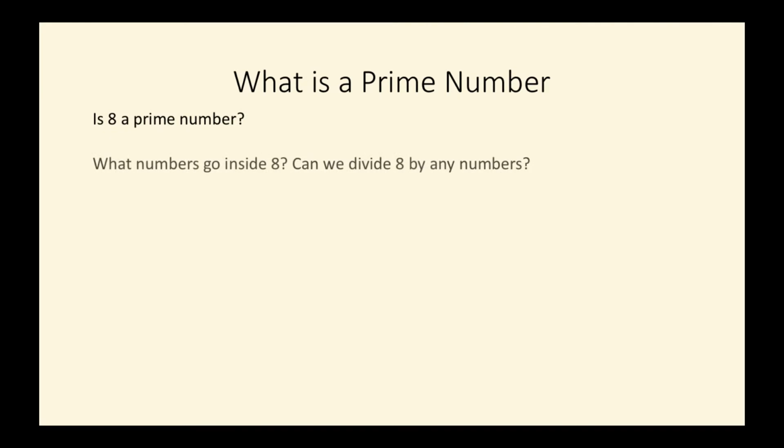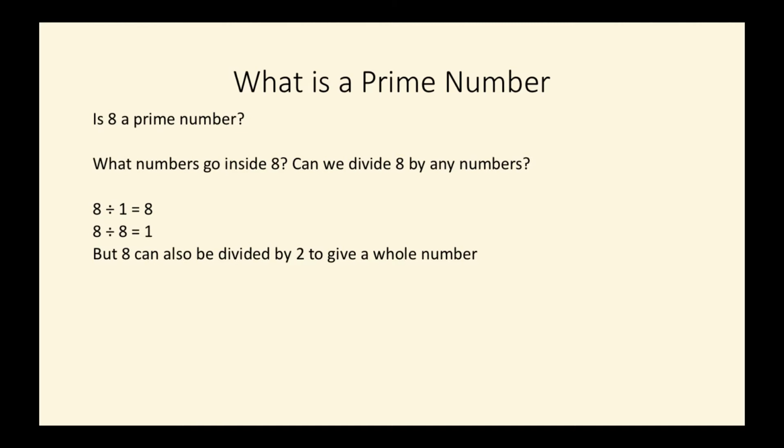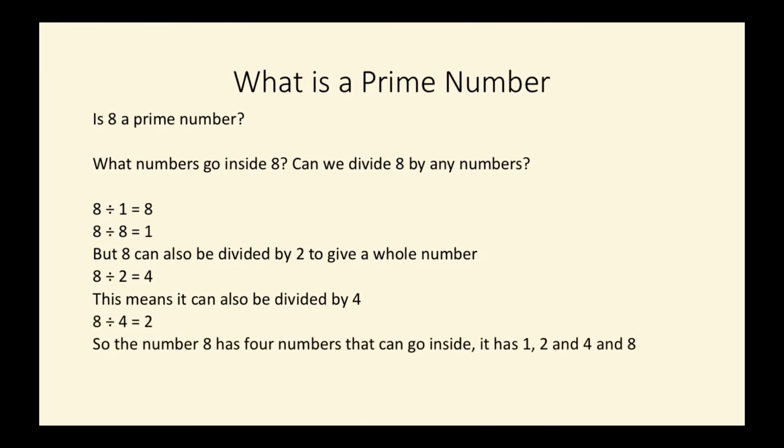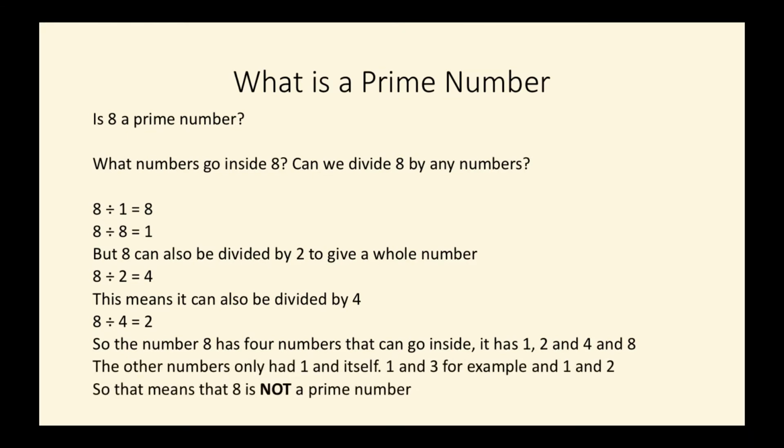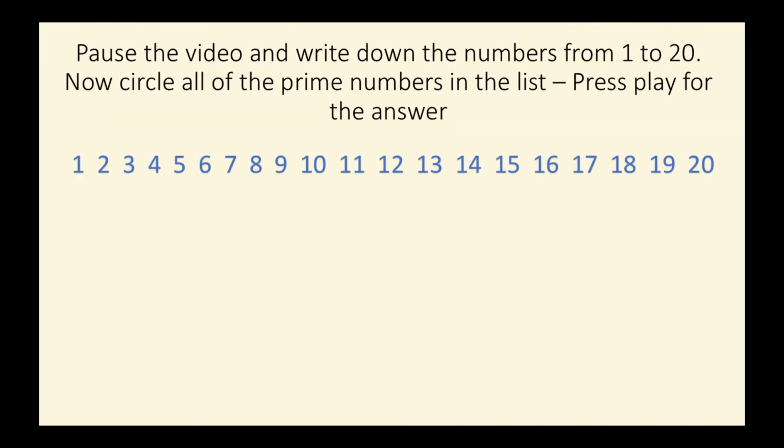Is 8 a prime number? What numbers go inside 8? So just to reiterate, 8 divided by 1 is 8. 8 divided by 8 is 1. But we all know that 2 can also go inside 8. 8 can be divided by 2. 8 divided by 2 is 4. And because we have the answer 4, it means that 4 also goes into 8. And 8 divided by 4 is 2. So 8 actually has 4 factors, 1, 2, 4 and 8. So 8 is not a prime number. I hope we're getting the concept of primes. A prime only has 2 factors, 1 and itself.